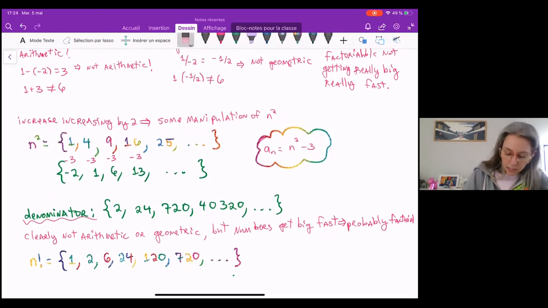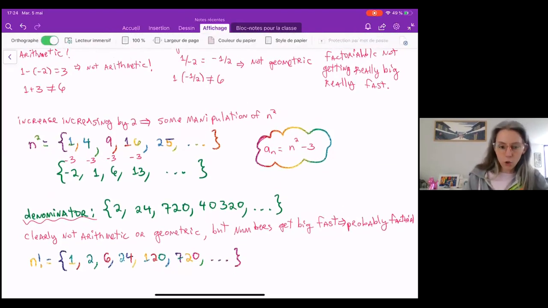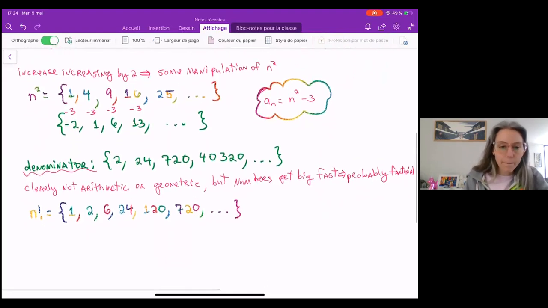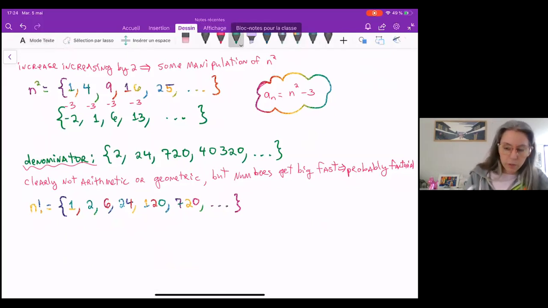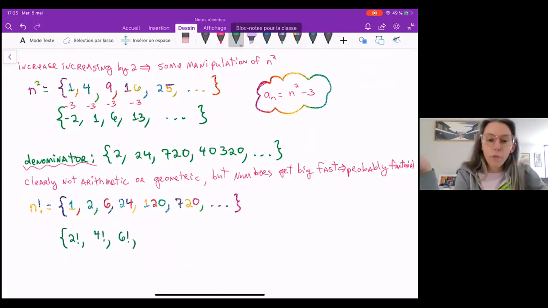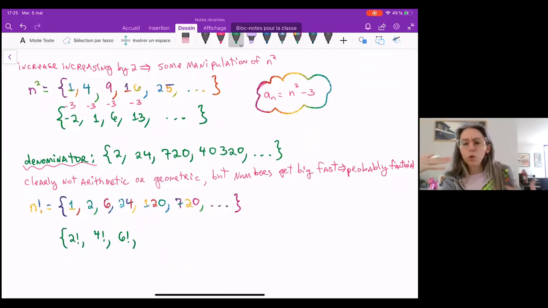And hey, indeed, the numbers that show up in my factorial sequence are some of the numbers that show up in the denominator. But notice I'm skipping a bunch of them. So to figure out what that general term should be, I'm going to rewrite my denominator in terms of the factorials. That 2 was 2 factorial, 24 was 4 factorial, 720 was 6 factorial. Now 40,320, maybe you don't know that, so you could try what's 7 factorial, what's 8 factorial. You'll find out that it's 8 factorial.